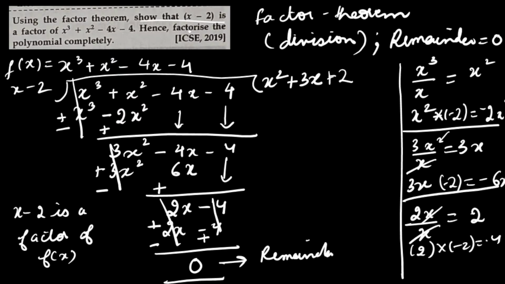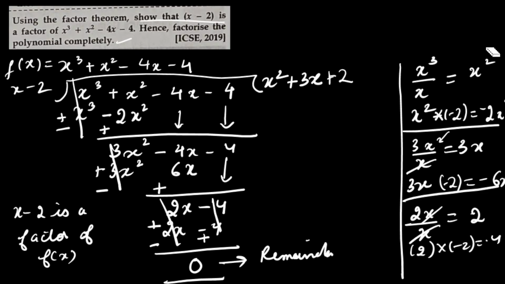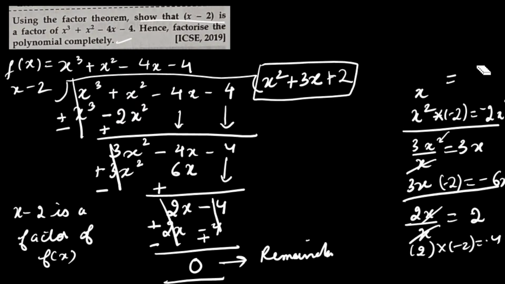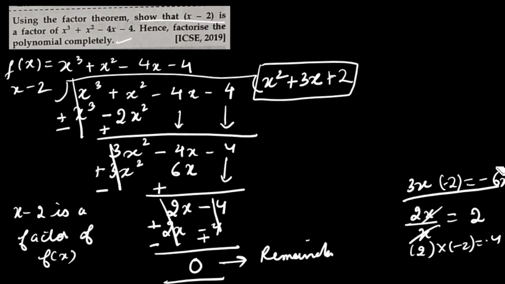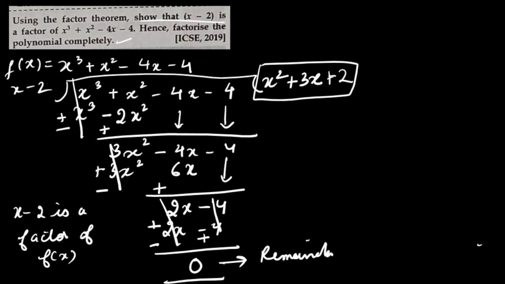Then for the second part they're telling: hence factorize the polynomial completely. So we have to factorize the polynomial also. So factorization of the polynomial we will do here. Now in the first part where we divided, we got another polynomial as the quotient, this one. So this is a quadratic polynomial. We'll make use of the quadratic polynomial now to factorize it further. So the first factor is given to us as x minus 2. Two more factors we have to find because it's a cubic polynomial. So we'll use this now.